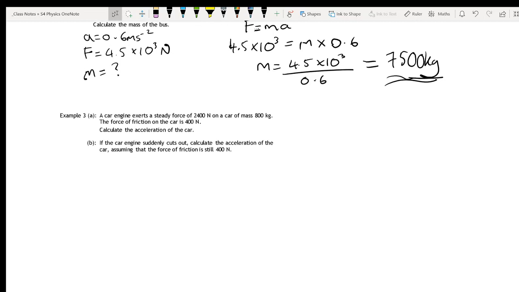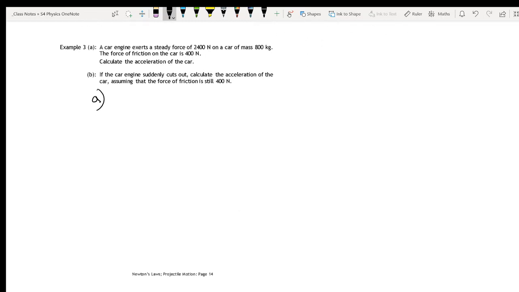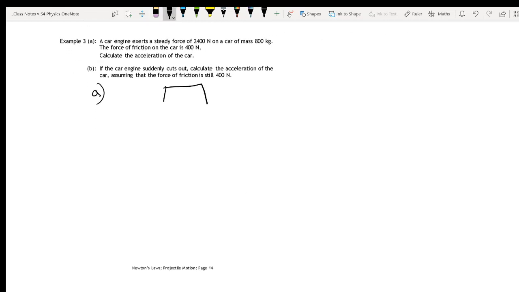Right, so I always like to start these with a little diagram. Okay, so you've got a car, it doesn't have to be a perfect image of a car. There we go. And it's 800 kilograms. And we've got a forward force of 2,400 newtons. But we've also got friction, which acts in the opposite direction, of 400 newtons. We want to find the acceleration.